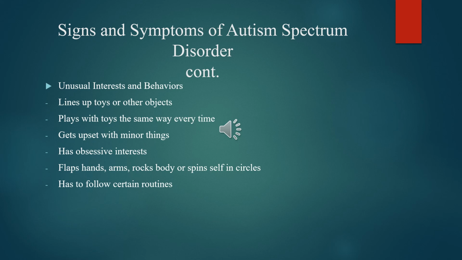Slide number 8 continues on with listing signs and symptoms from the Centers for Disease Control and Prevention, looking at red flags or signs and symptoms that your child, or a child in your classroom, may be showing of having autism spectrum disorder.